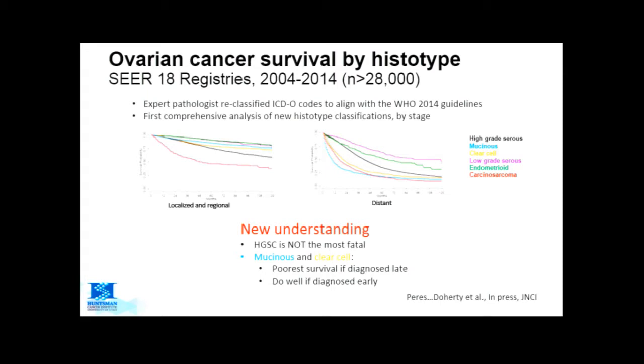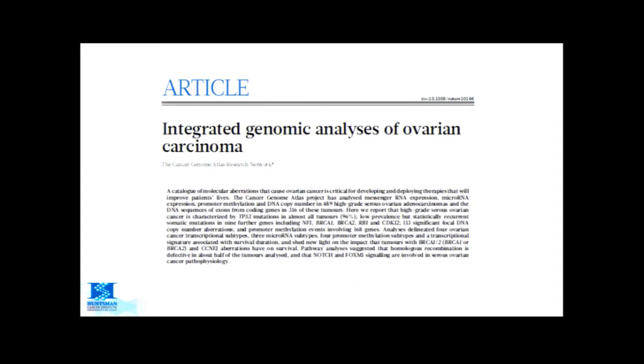So anything that we do moving forward, we need to apply this new understanding of these patterns of survival, and we need to take histotype and stage into account in all of our analyses. Again, this is a very rare cancer, so it gets dicey with numbers.